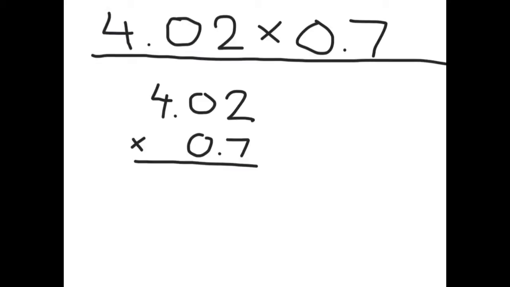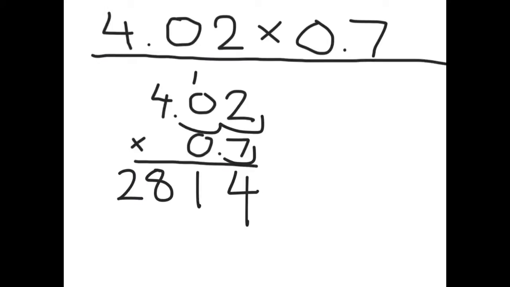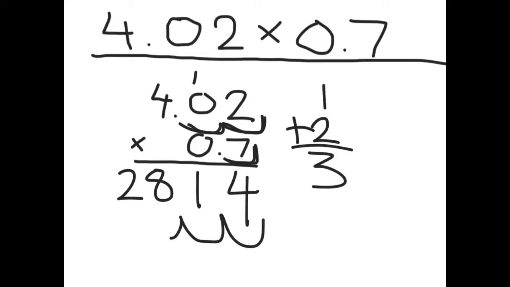After you have set up your problem, you just multiply like normal integers. And then you move your decimal 3 places to the left because this one is 2 places to the left and this one is 1 place. So you add them up and you get 3. So your answer is 2.814.